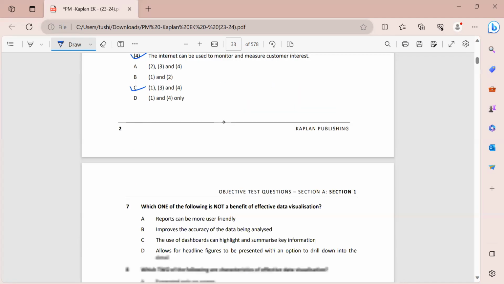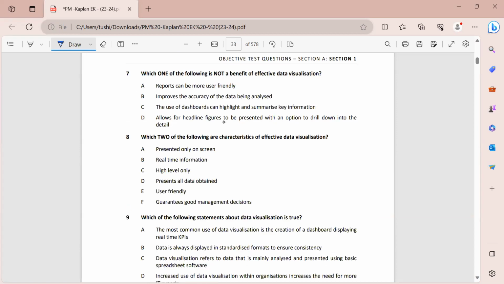Moving on to the next one, this is question number 7. Which one of the following is not a benefit of effective data visualization? So when we are visualizing the data, let's see what are the benefits that we can have. Definitely, your reports will be more user-friendly because visualization can help people understand things in a better way. Now, improves the accuracy of the data being analyzed. This is definitely not a benefit, and that is why this is your answer.